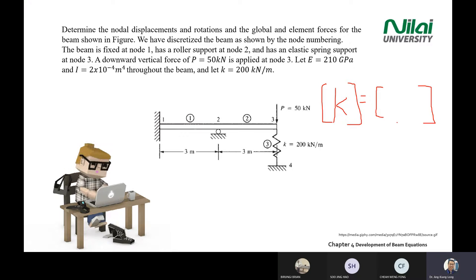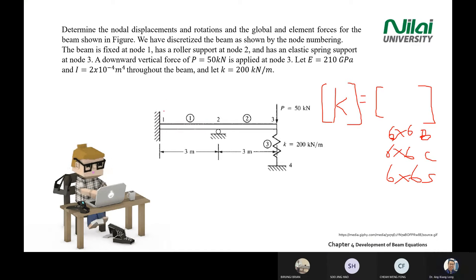Brian, are you able to estimate? What is the size of matrix that you expect to get? Six times six. Okay, Brian, answer is 6 times 6. Chia, what is your answer? Same answer, 6. Sue, what is your answer? I think it is 6. Sue, also 6. All right. Just a test, just early evaluation.